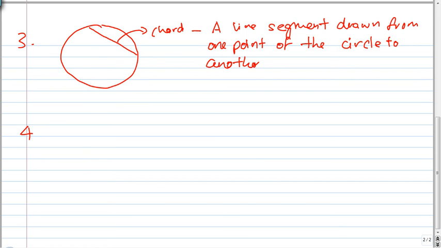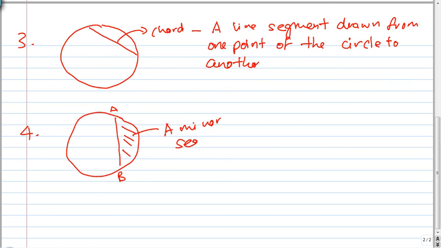Next you need to know what's a segment. After you've drawn a chord like that, and this is AB, this is called a minor segment. So basically what you've just done once you've drawn a chord is that you've divided the circle into two different parts. So this is the minor segment, and this portion here is the major segment.